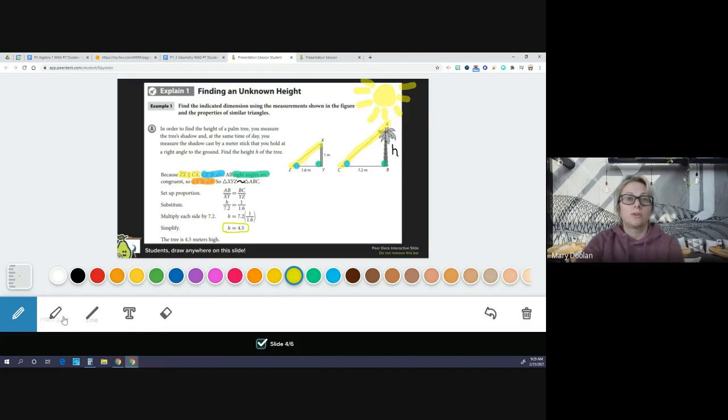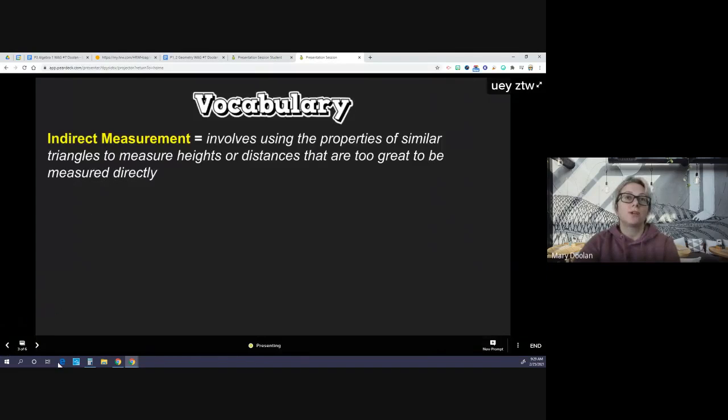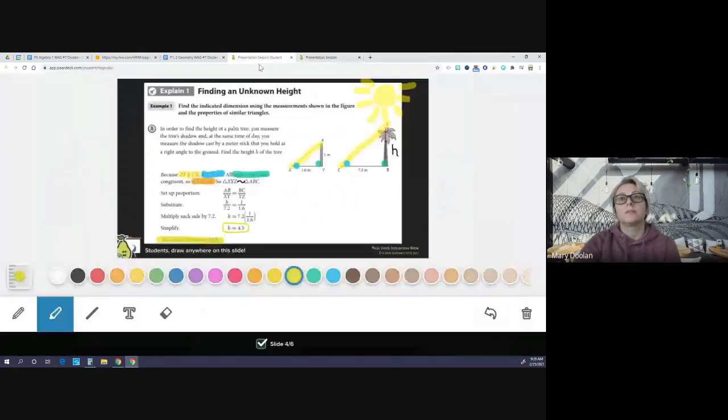All right. So similar triangles are useful if there is something that you can't quite measure, so you can indirectly measure it. Right here, that's the vocab term, indirect measurement. That's what this is. Okay, so you can indirectly measure that. The only thing you really need to do to this slide, I think, is change that congruent symbol to a similar symbol. Okay, these two triangles are not congruent. They're similar. They are not the same size. They are the same shape, so that needs to be changed.